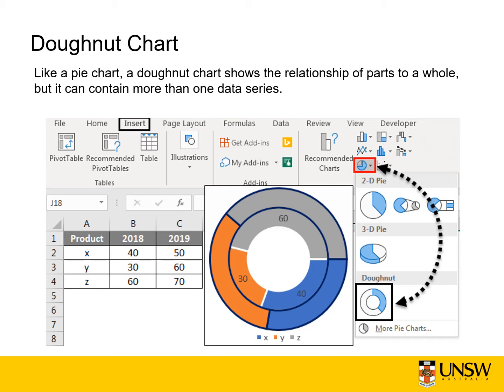As you can see in this example, with the use of donut chart, we could visualize two data series from 2018 and 2019. But with the use of pie chart, we could only visualize one of them, and we needed to create two different pie charts to visualize both series.